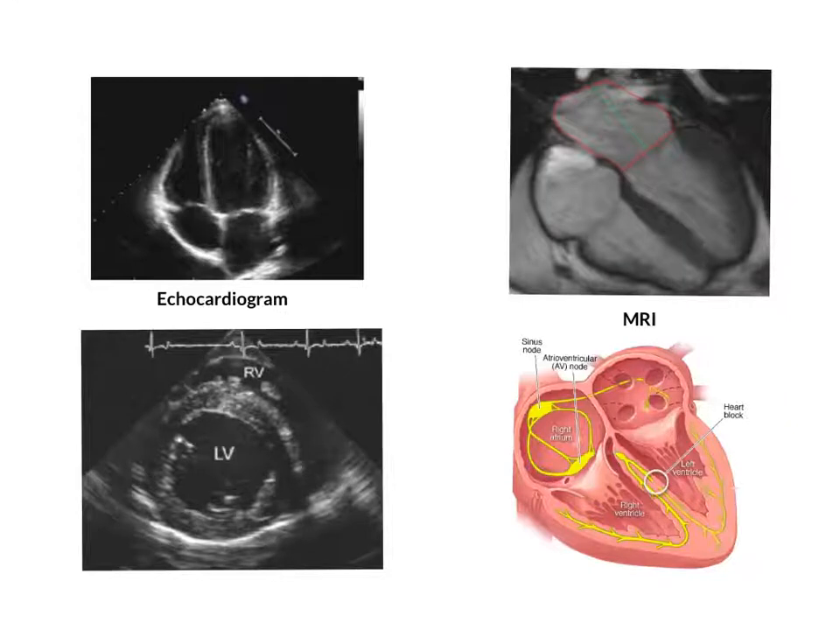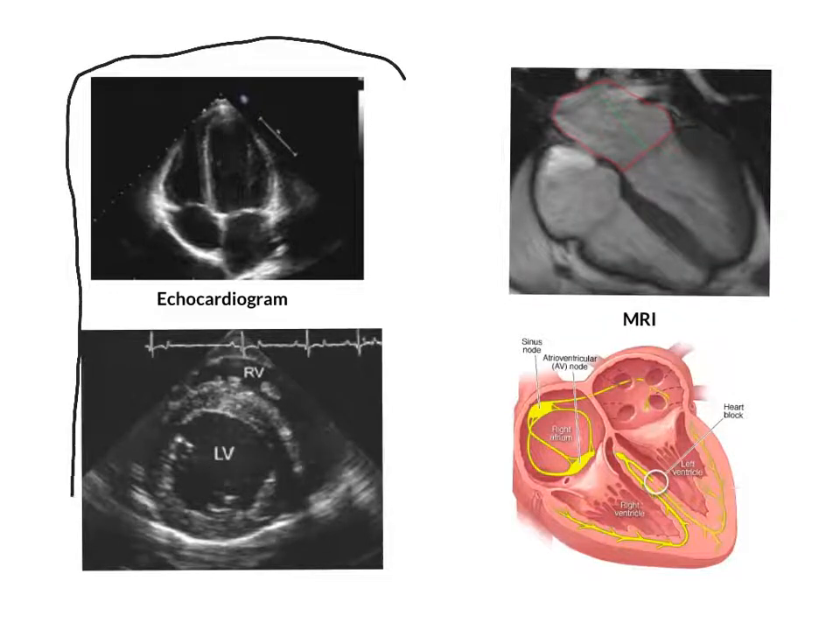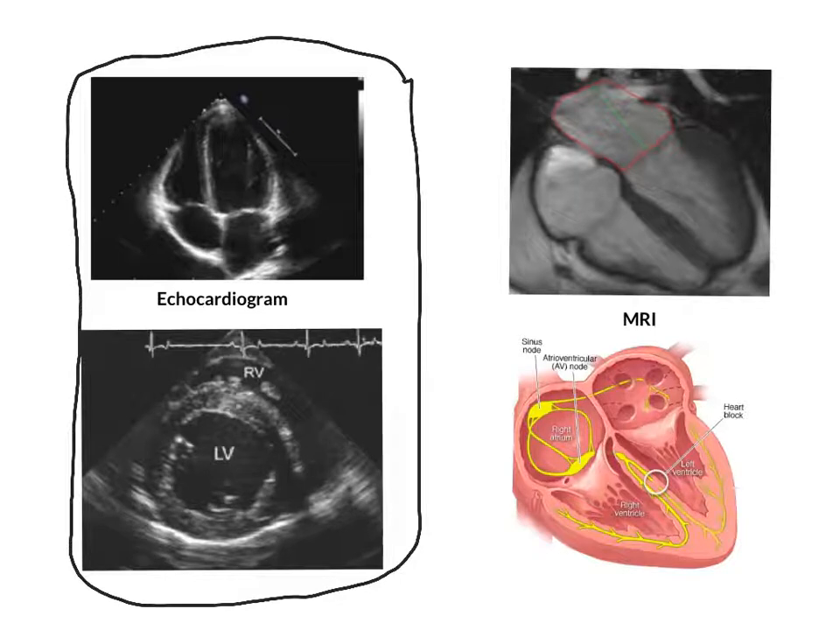So these are pictures of what looks like adult echocardiograms. Just what's called a four-chamber view, which is right up here, and a short axis view right here.